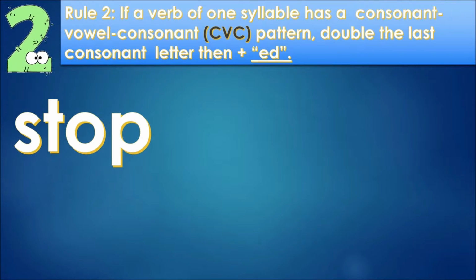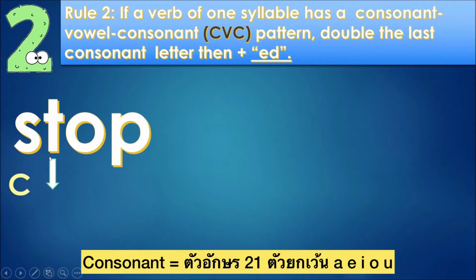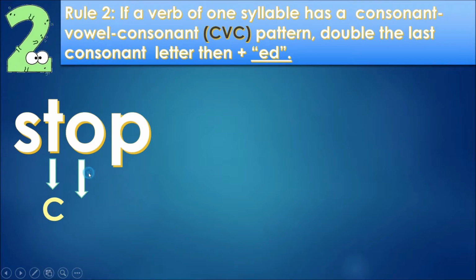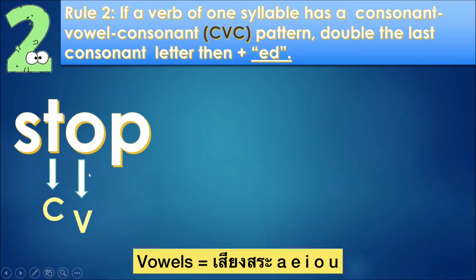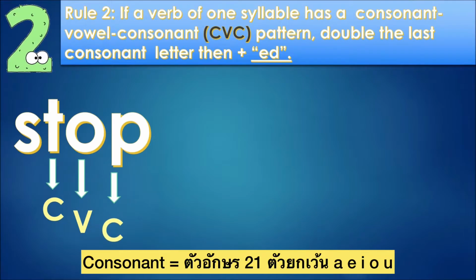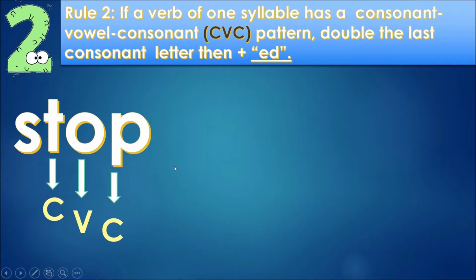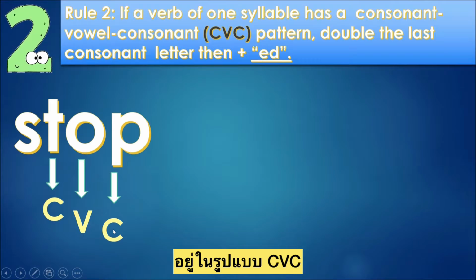Stop is a one syllable word and it has the consonant, vowel, consonant pattern. Letter S and T are consonants. Next, letter O is V, or vowel. And then letter P is a consonant. So the word stop is one syllable and it has the CVC pattern.